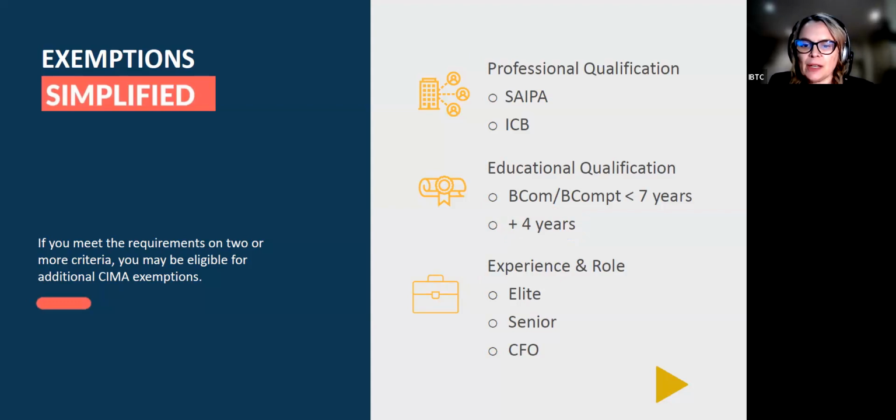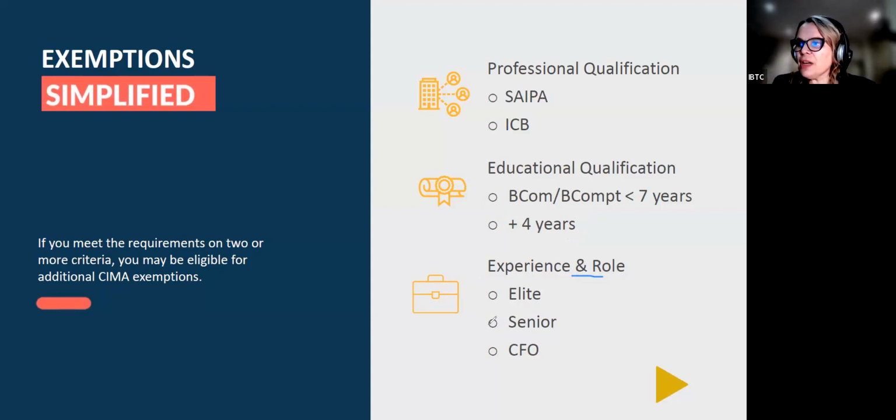Okay, so the third way to apply for exemption is based on your experience and your role. Here you get exemption based on your level at the company and your experience in finance and accounting. It's called the elite program, and it's the expedited way based on your level of experience.